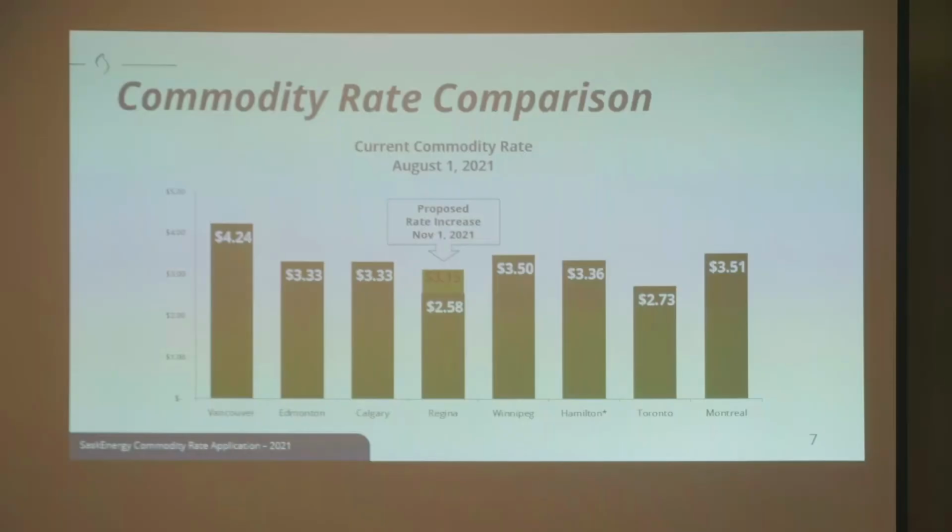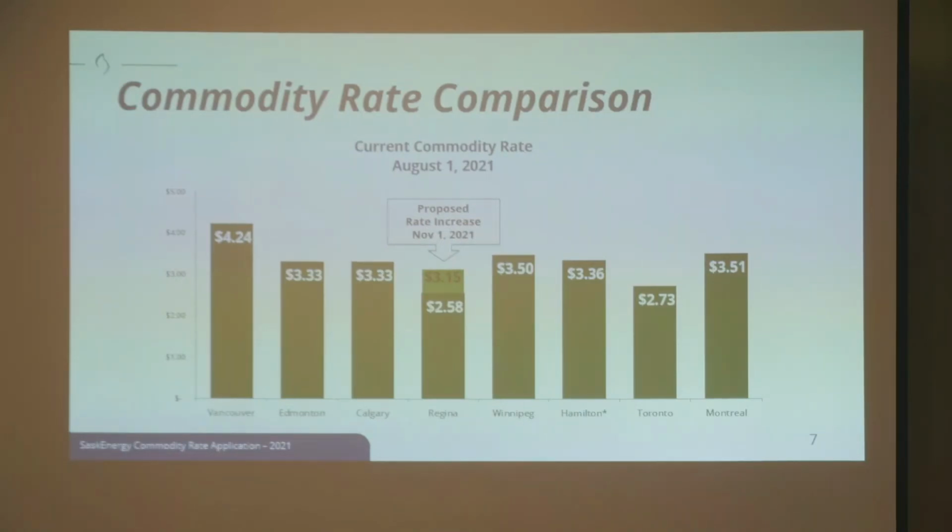People always say, okay, well, that's your story. What's the story across the rest of Canada? As I mentioned, the rest of Canada changes their rates either on a monthly basis or on a quarterly basis. The ones that are the highest right now, and you can see Regina, Saskatchewan, we have the lowest current rate of any of the utilities in Canada. You can see our proposed rate, which would still be lower than all the ones that have put in for their monthly ones currently. We'll see how that ramps up over the winter period.